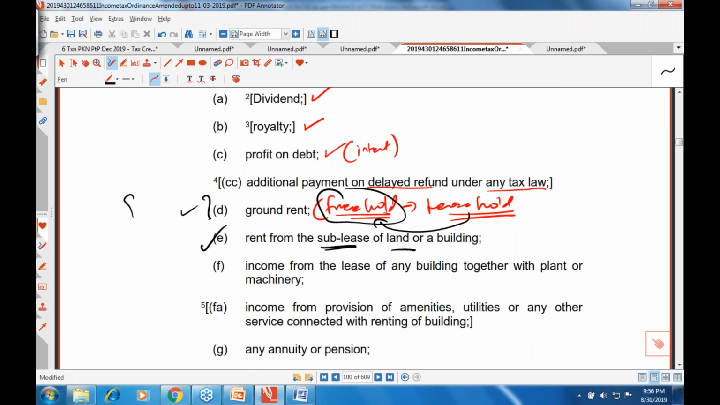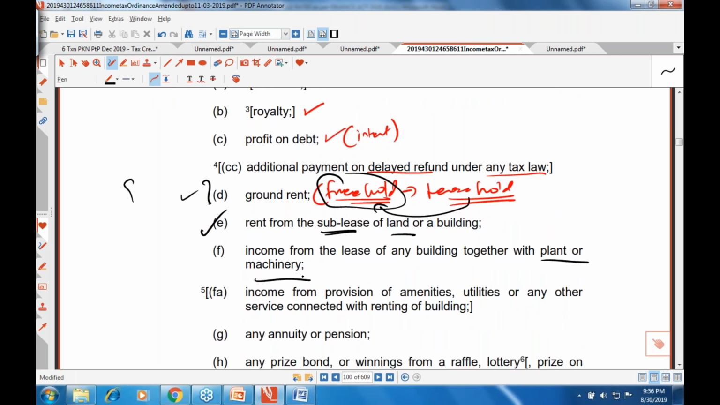Then the next is income from the lease of any building together with plant or machinery. If you would remember, I did discuss while computing income from property that if you have leased out a property along with plant and machinery, then such a lease is not considered to be income from property. So basically, if you get any rentals for the plant and machinery, those rentals are not considered to be income from property. Instead, they fall under the income from other source.